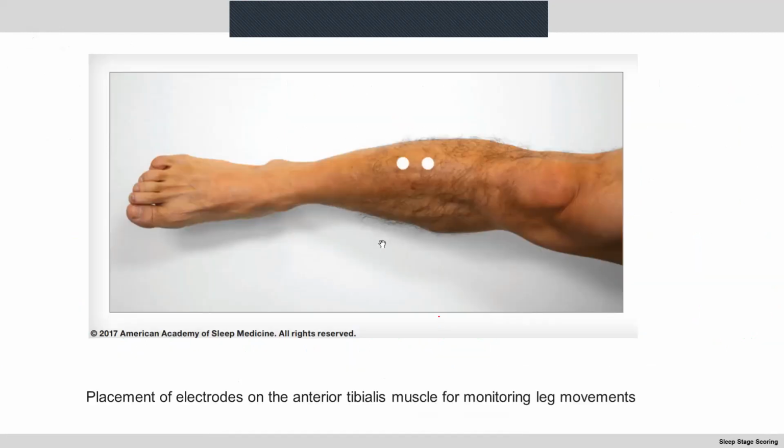Now, periodic limb movements in sleep. For the placement of electrodes for periodic limb movements, it is mainly over the anterior tibialis. This is the center point, and keep a distance of 2 to 3 centimeters.